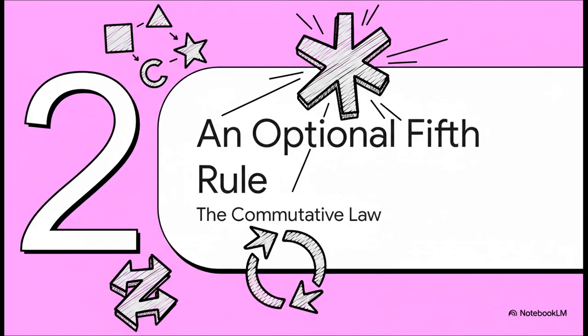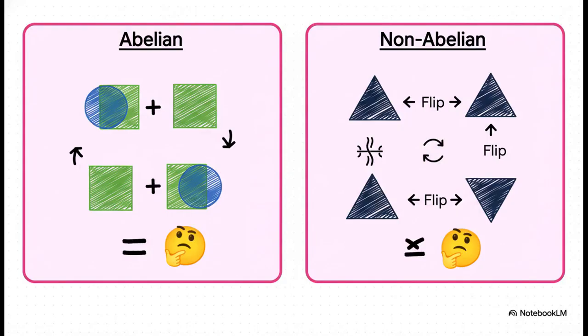But there's an optional 5th rule. It's a special property that some groups have and others don't, and it splits the entire world of groups into 2 big categories. And it all comes down to this: does the order matter? If you can swap things around, if A times B is the same as B times A, then you've got what's called an abelian group. Think about our integers. 2 plus 3 is the same as 3 plus 2. No big deal.